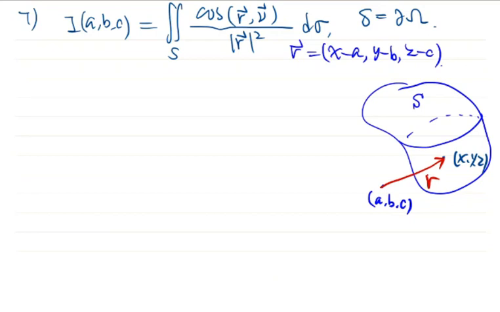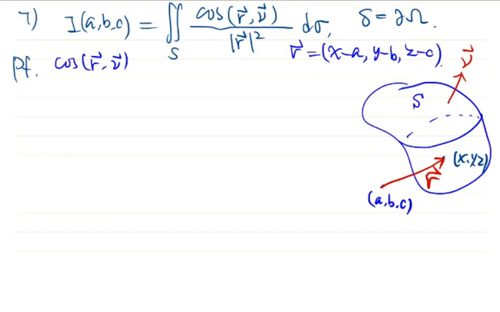Okay. So we want to compute this Gauss integral. This integral is called the Gauss integral. So we do some preparation. We can consider this function. Why do we consider this function? Because in cosine of (R, nu), nu is the unit normal vector, the outward normal vector over the boundary S.